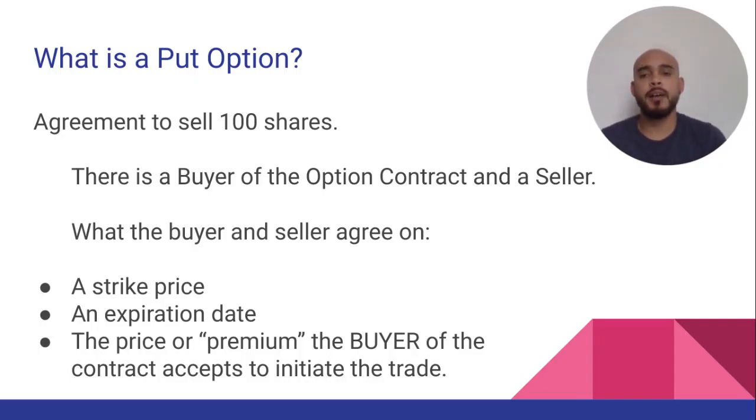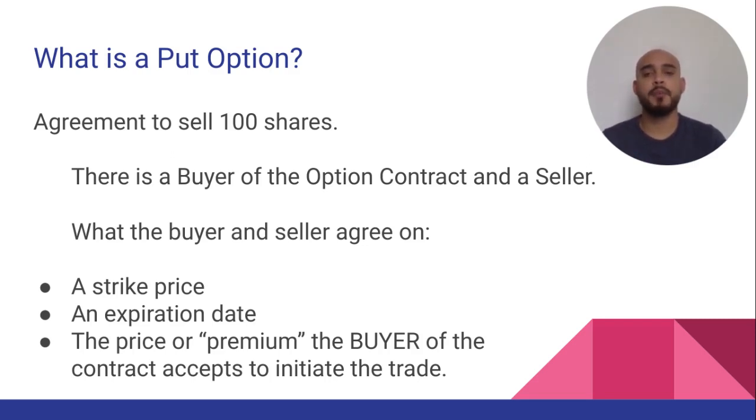So what is a put option? A put option is an agreement you purchase to sell 100 shares of a stock at a particular strike price for a particular premium. So there's a buyer of the option contract and a seller of the option contract. And within the contract, someone is buying the stock and someone is selling the stock.